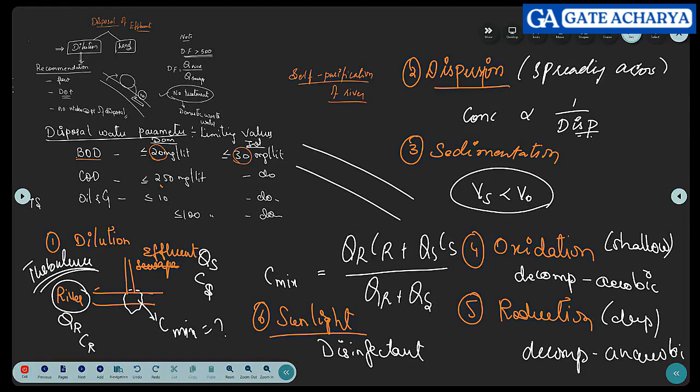Next question. River A and river B meet at a point X and form river C. Find out the discharge beyond point X and the concentration of the dissolved oxygen.